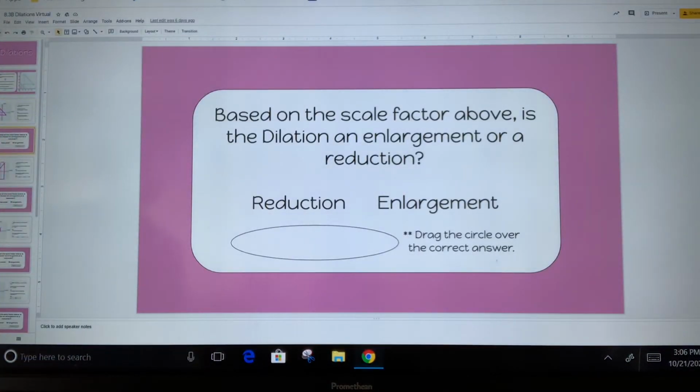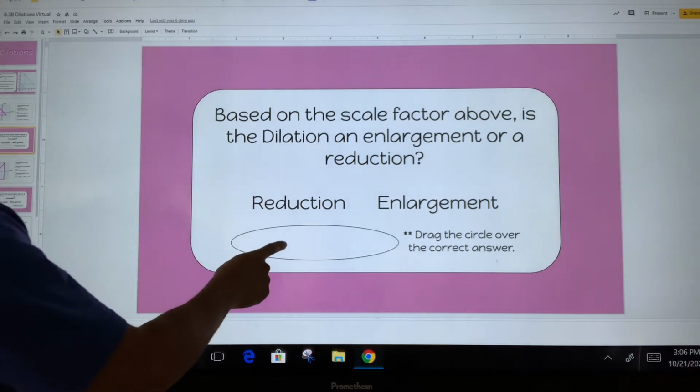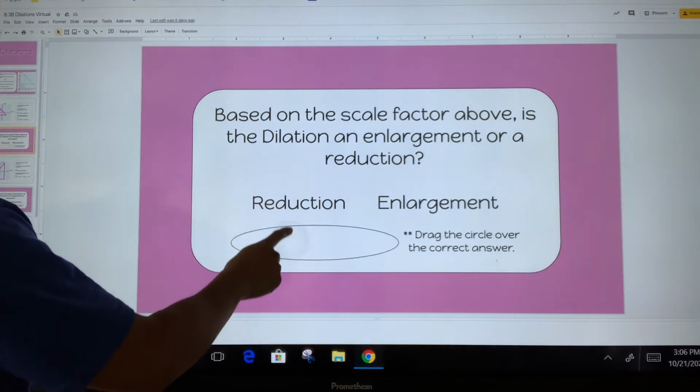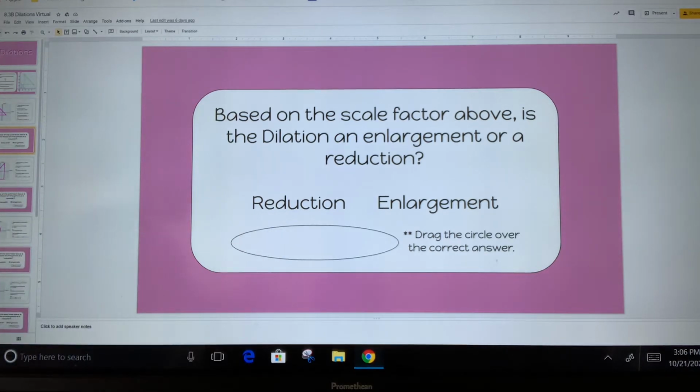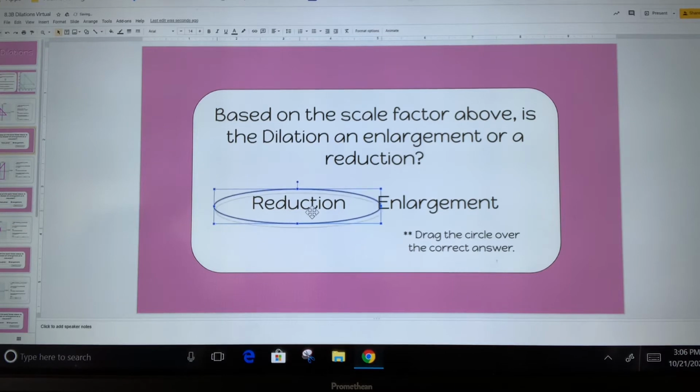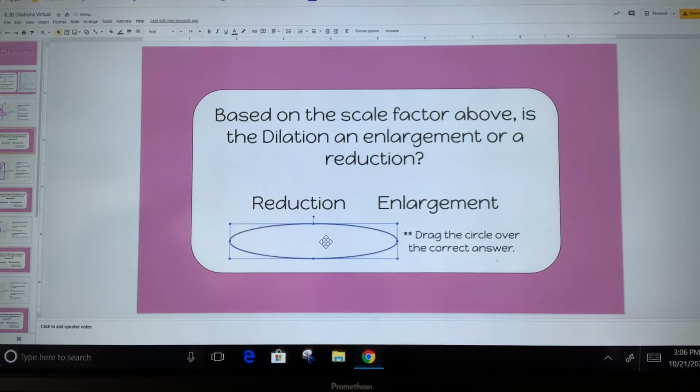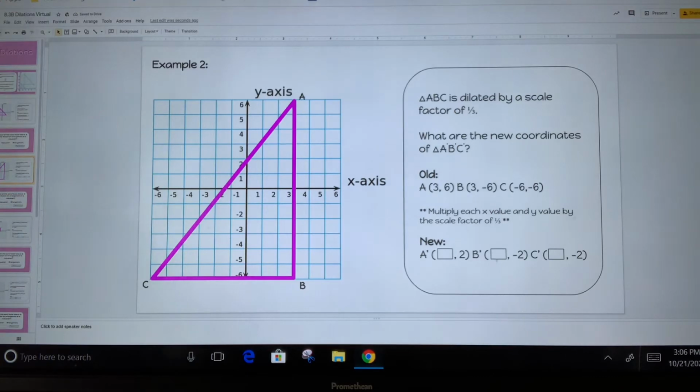Then you go to the next slide and it says, based on the scale factor above, is the dilation an enlargement or reduction? You just click and drag it. Luckily I have the mouse here, so you'll be able to click and drag, right? Simple as that. And here you're supposed to type it in. Now you know how to do this.